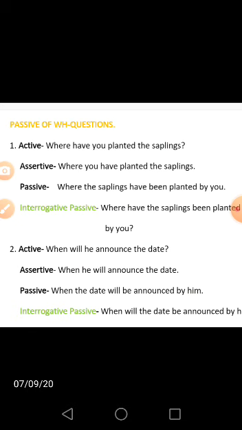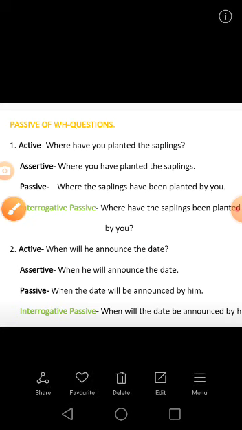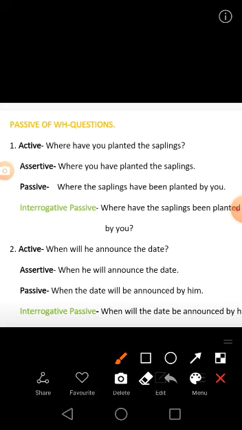But before I start explaining with the help of these examples, let me ask you one thing. Do you remember what is a WH question? Very easy. A WH question is a question that starts with WH words like what, where, when, how, which, who, etc. Okay. So here, see, I have taken some WH questions.